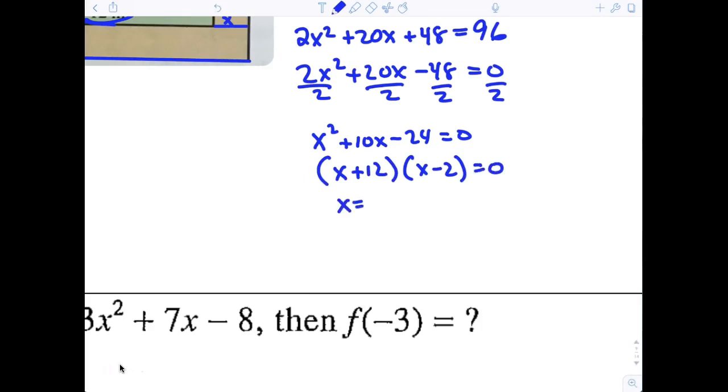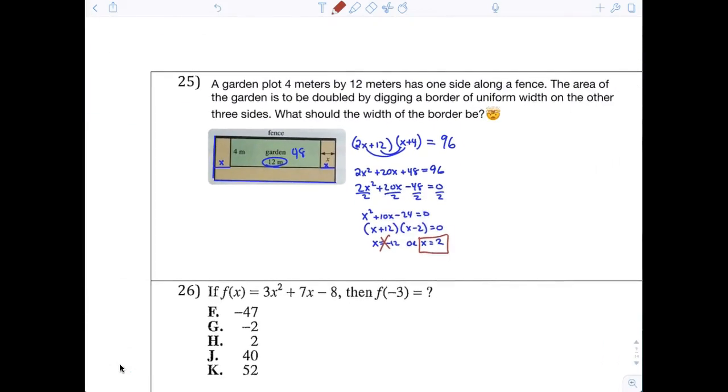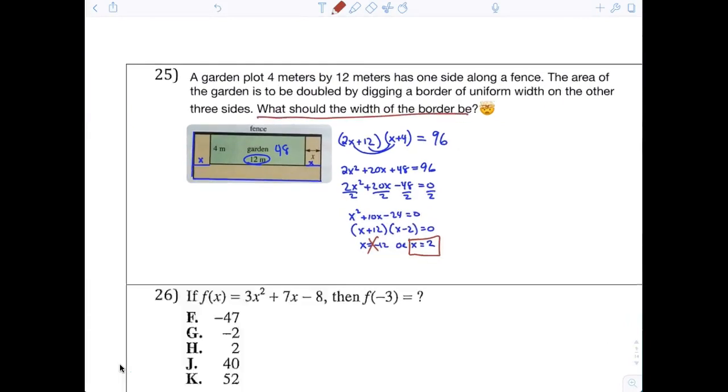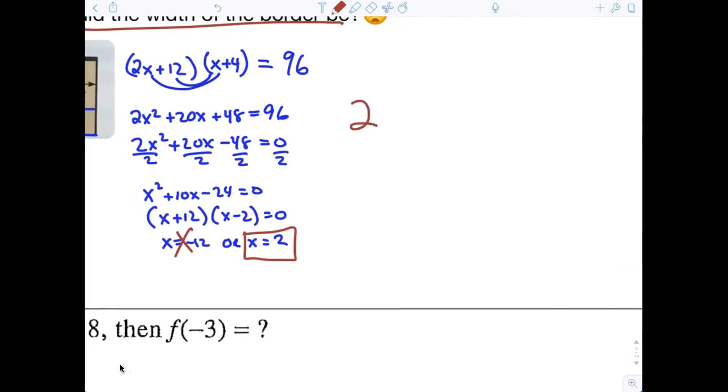So x could be negative 12, or x could be 2. Negative 12 is called an extraneous solution. So the only answer is 2. But I need to make sure I have the question answered. It might say, what are the dimensions? It might say, what's the width? Lots of different possibilities. So the question says, what should the width of the border be? So the width of the border should be 2 meters. Make sure you're putting your units on.